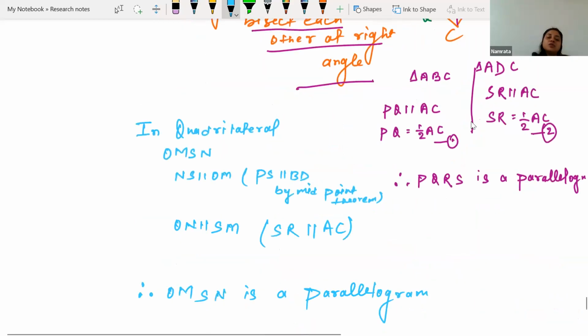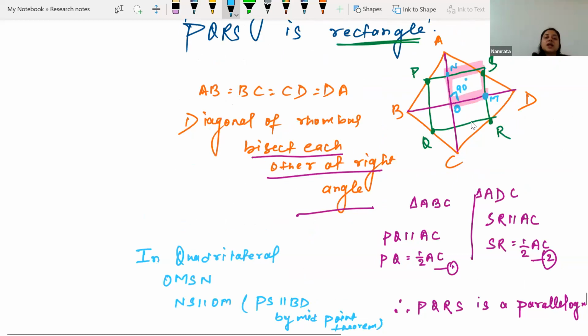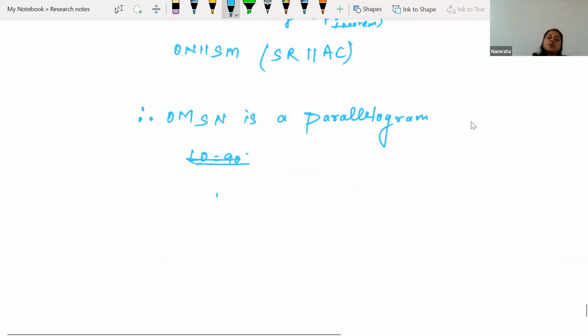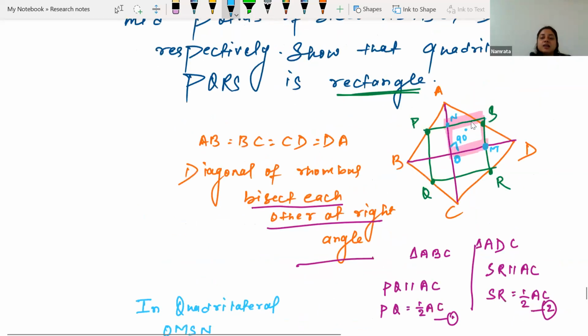So angle O is equal to 90 degrees, or you can just name it properly. That is angle NOM or MON is 90 degrees. Let's write it. Angle MON is 90 degrees, which we have got from the rhombus property, that diagonals bisect each other at right angle. This was already written in the question that it's a rhombus, and hence we are saying MON is 90 degrees. Therefore, opposite to MON, this angle S will also be 90 degrees.